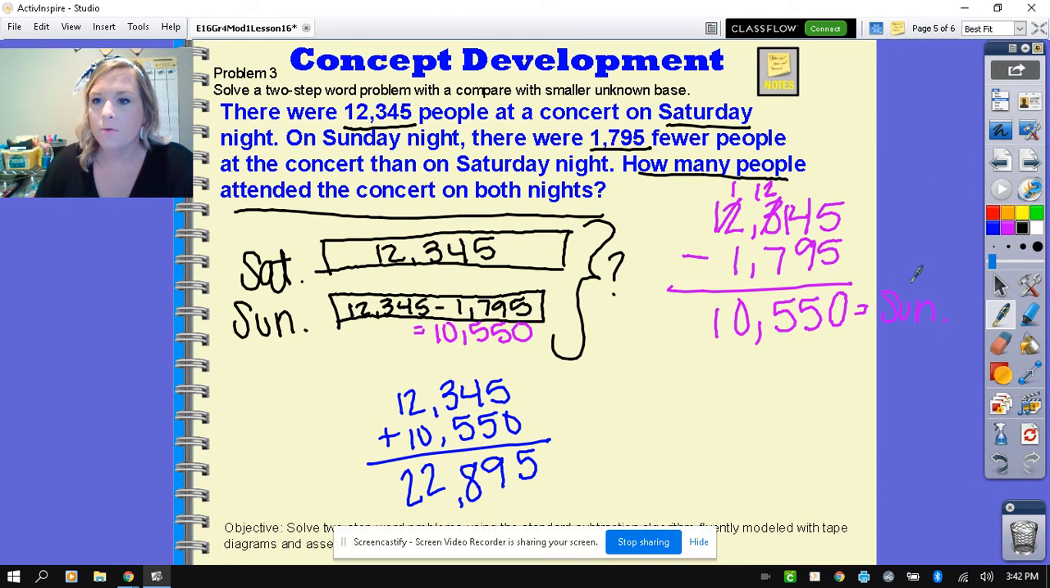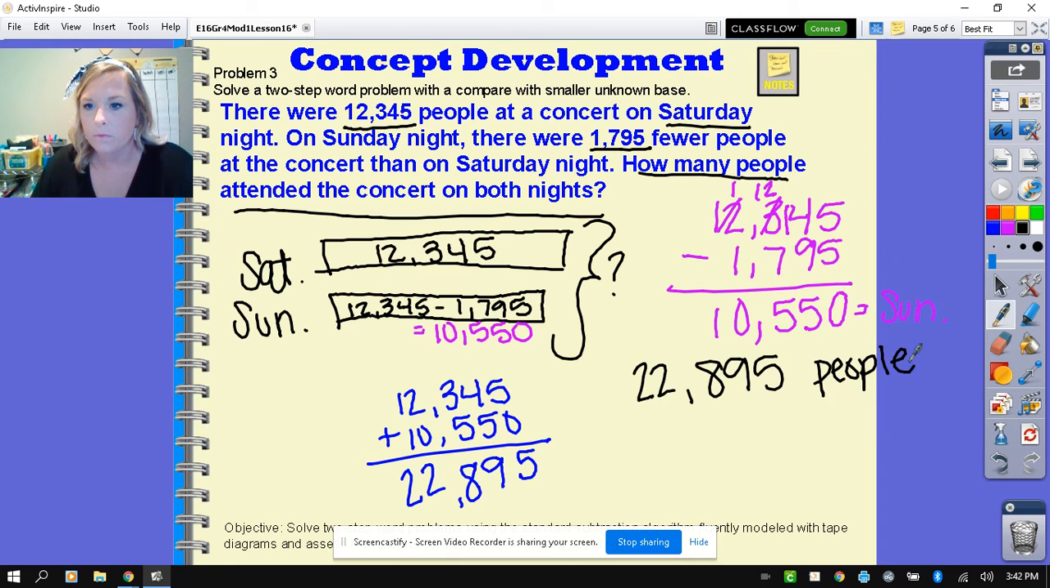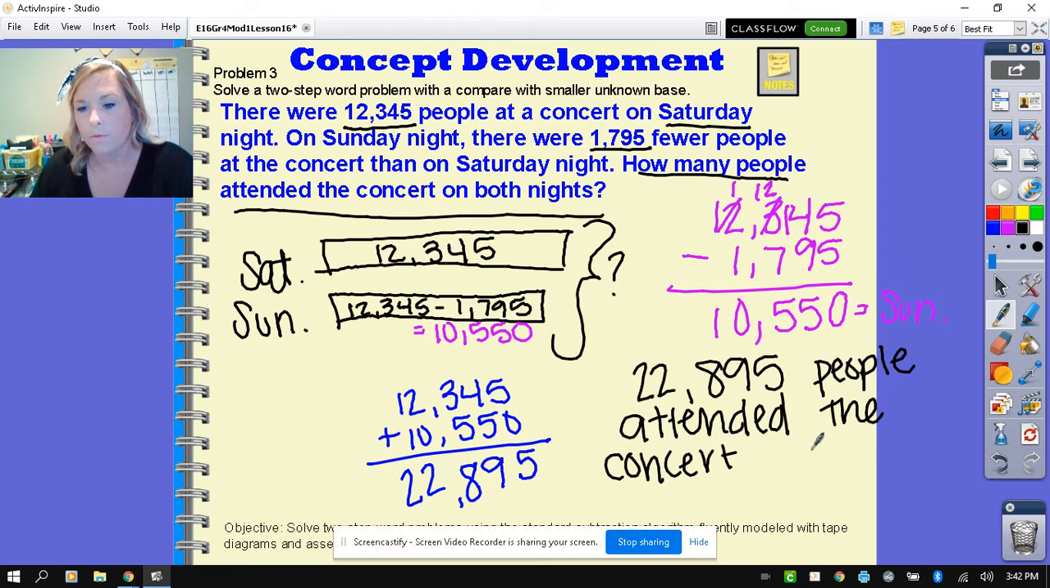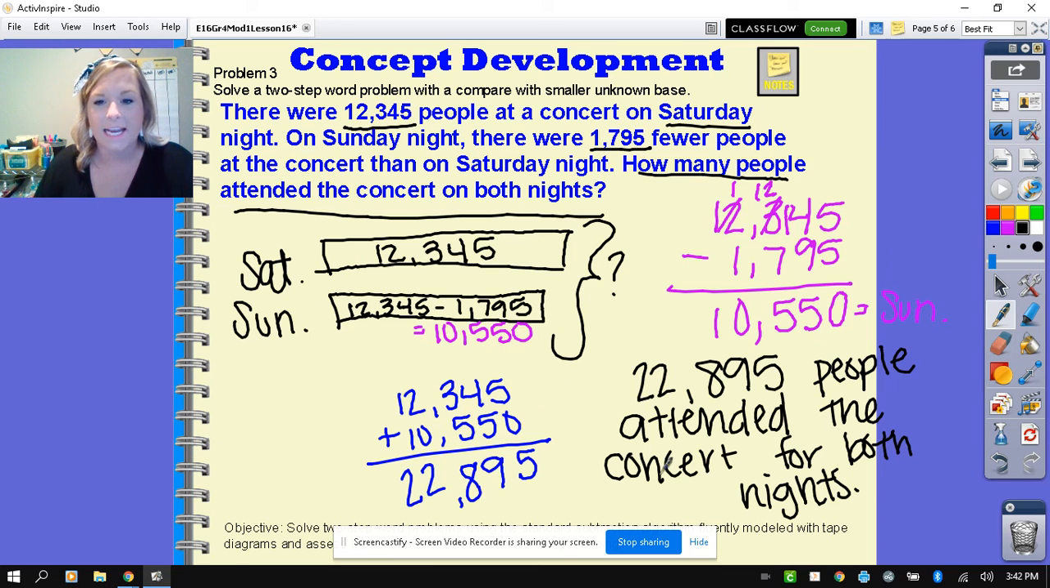So now I'm going to take and write this as a statement that 22,895 people attended the concert for both nights. And here we drew our tape diagram, we solved our problems, and then we wrote our answer as a statement to do all of the things that we need for our word problem today.